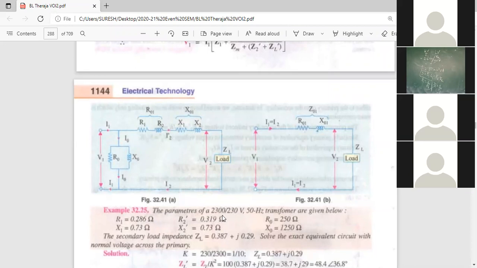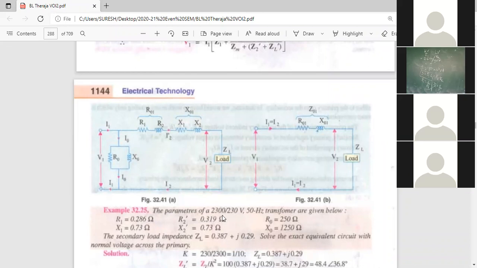Okay, we'll do the example problem for this in the next class. That is example 32.35. See, in this circuit, they are giving directly R2 dash. There is no need to calculate R2 dash. R2 dash is equal to R2 by K square. But in this problem, they are giving directly R2 dash and X2 dash. Okay, R01 is equal to R1 plus R2 dash.